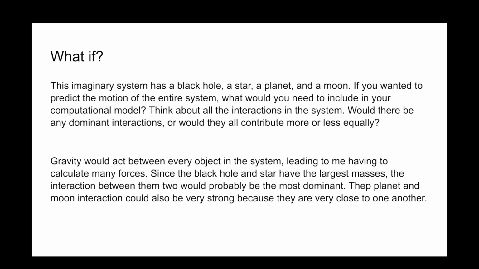So gravity would act between every object in the system, leading to me having to calculate many more forces rather than just the force between the black hole and the star. And then since the black hole and the star have the largest masses, the interaction between the two would probably be the most dominant, because the larger the mass that's in the numerator of the equation, it'll increase the gravitational force. And then the planet and moon interaction could also be very strong because they're very close to one another. Because r is in the denominator and it's squared, that means it will have a large contribution on the outcome of the equation.